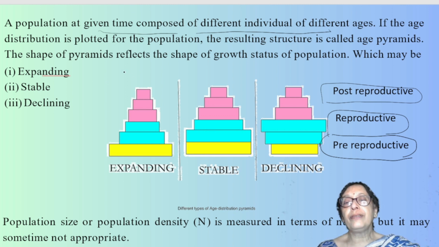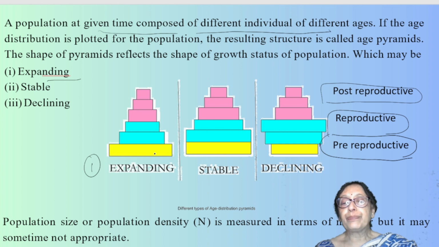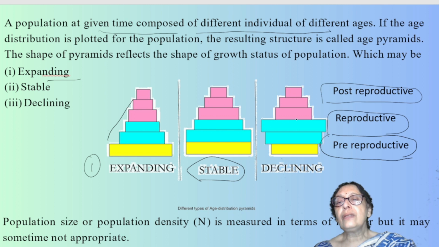The shapes of the pyramids may be expanding. The first one is expanding. We can see that the pre-reproductive numbers are more, and gradually it is declining as it moves out. So this is an expanding population. The second one is more or less stable, all the age groups are stable. So this is a stable population, and this one is declining. We can see that there are more deaths in the pre-reproductive and post-reproductive periods. So it is a declining population.